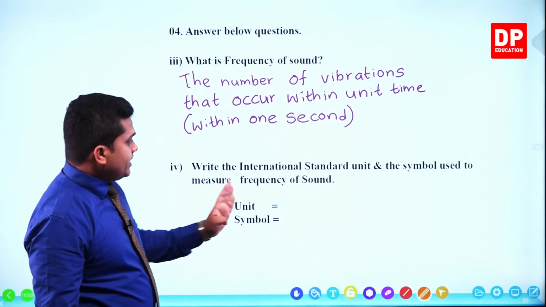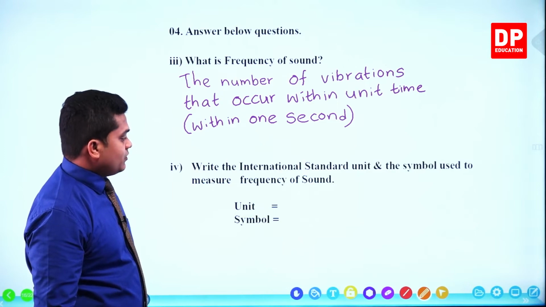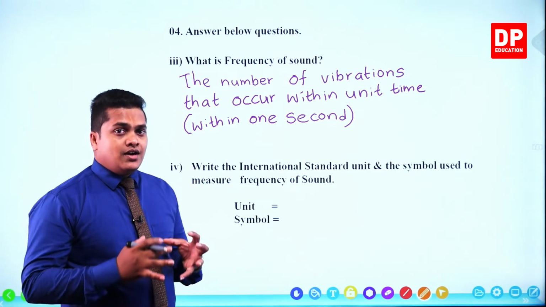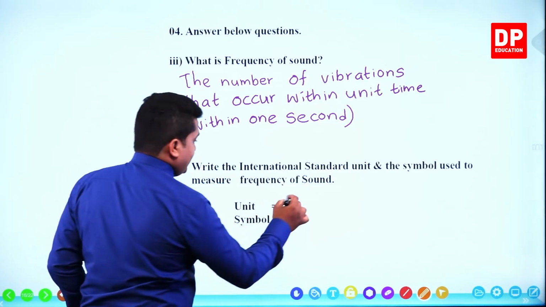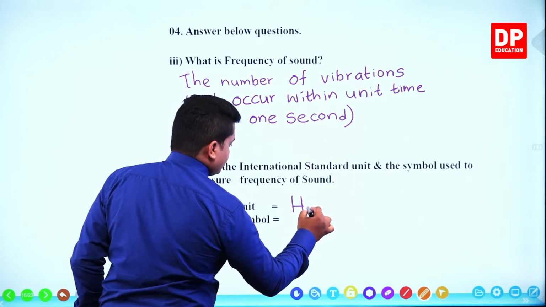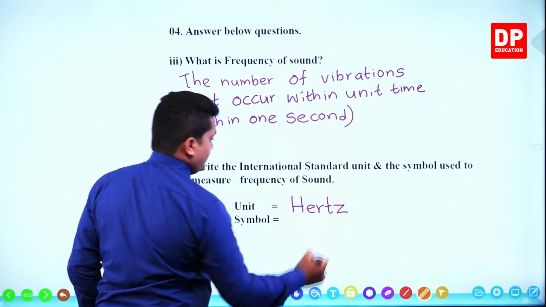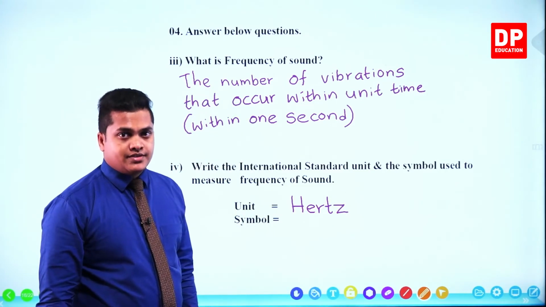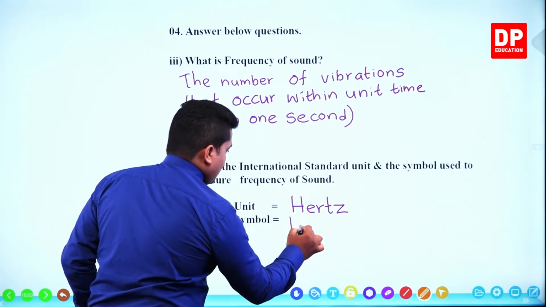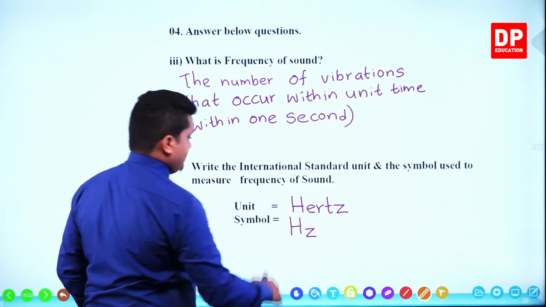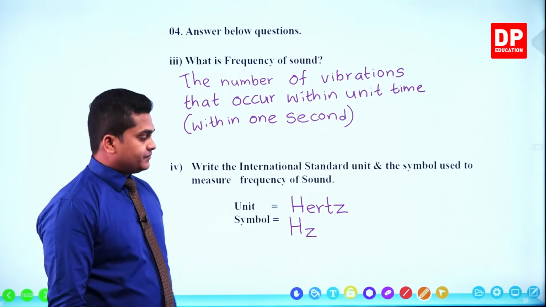Next one: write the international standard unit and the symbol used to measure frequency of sound. We use hertz as the unit to measure the frequency of a sound. So the unit is hertz, H-E-R-T-Z. And the symbol is capital H and simple z. This is the unit used to measure the frequency.